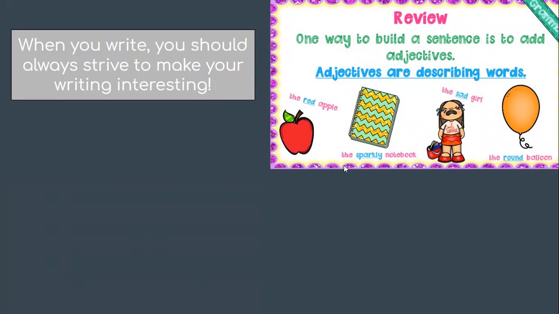The sparkly notebook. Sparkly is the adjective describing the notebook. The sad girl. Sad is the adjective describing the girl. And the round balloon. Round is the adjective describing the balloon. What's another adjective we could use to describe the balloon? What color is it? Very good, it's orange. Orange is another adjective that we could use to describe the balloon, the orange balloon.